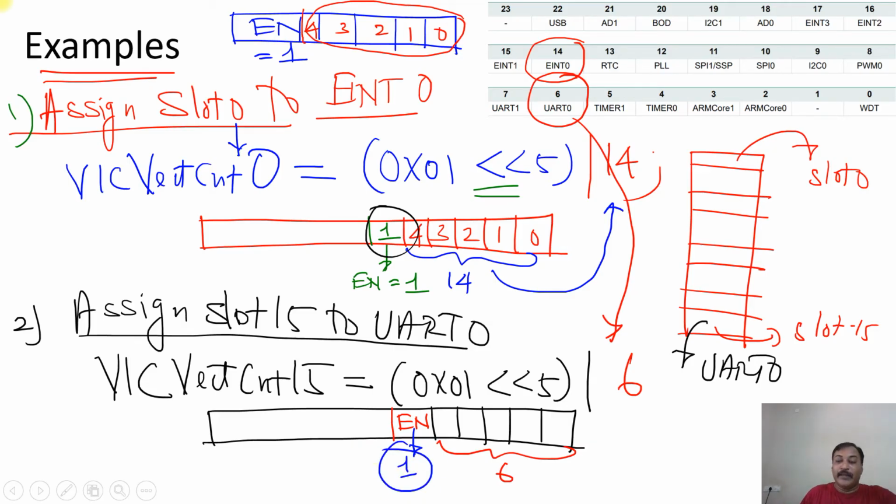So if I do it that way, the last slot, which is the 15th slot, is assigned to UART 0. So it is a pretty easy thing that you do. In order to assign a particular slot in the vector interrupt controller, use the vector interrupt controller vector control register, in which the fifth bit has to be a 1, and the first 5 bits you make use of for assigning a particular source to that particular slot. Pretty easy.